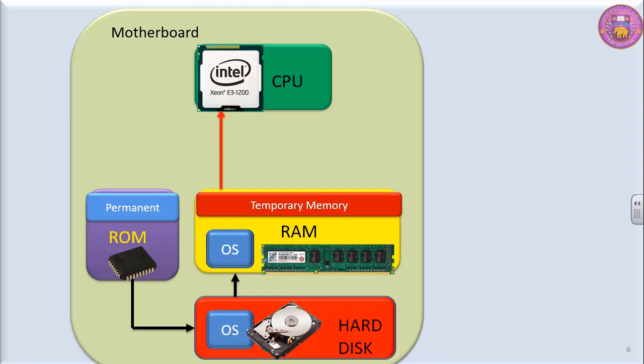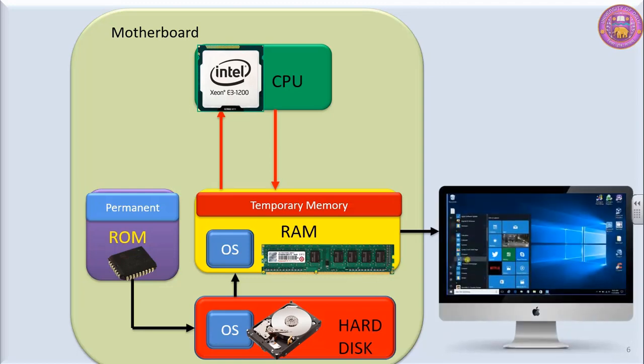An operating system takes the control of the whole computer. Operating system sends the first file to CPU to process it. CPU, after processing it, again returns it back to RAM. RAM gives the output on the monitor in the form of the very first screen.